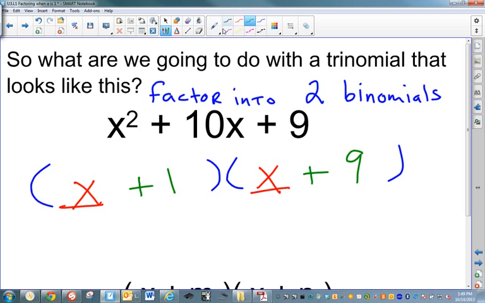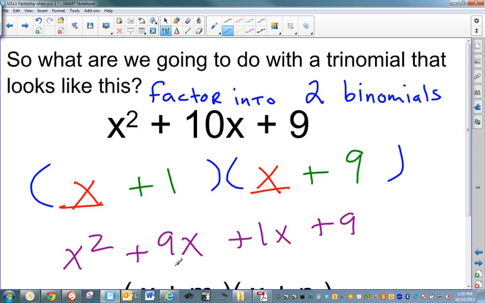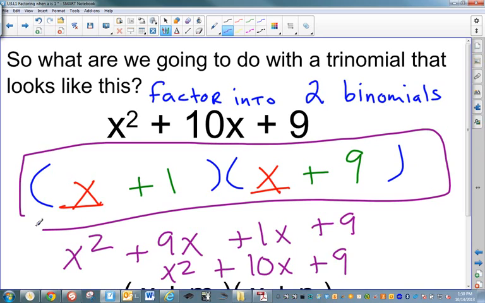x times x is x squared. x times positive 9 is positive 9x. 1 times x is plus 1x. And 1 times 9 is plus 9. When you combine like terms, you get x squared plus 10x plus 9. So this is the correct answer. What questions do you have on our first example?